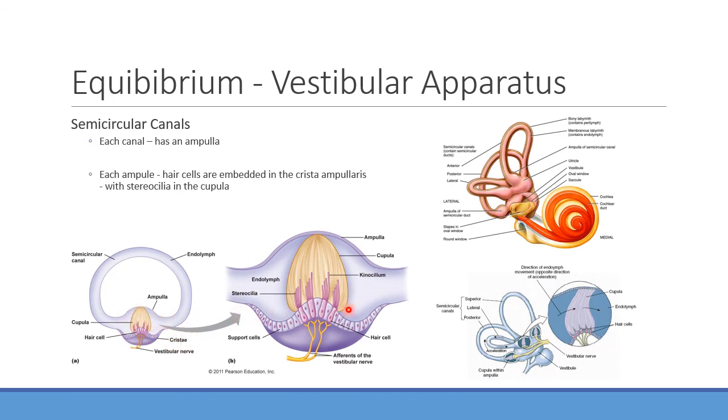And you notice you have these hair cells here. Hair cells are very important. You're going to have these stereocilia, which are located here. And then each one of these hair cells also has what we call a kinocilium. We'll talk about their functions in just a second.